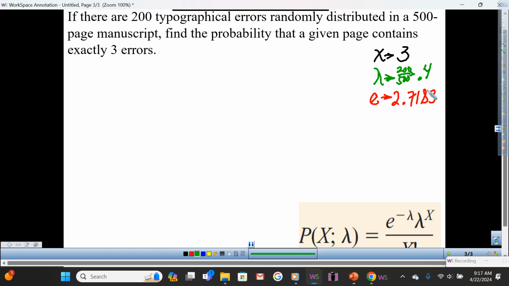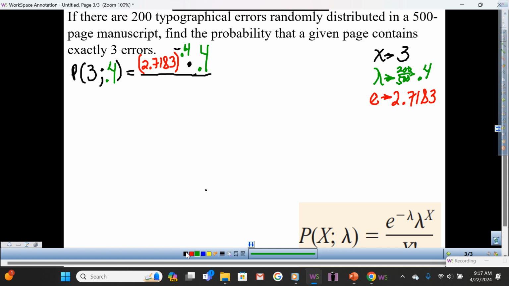All right. So now that we have our values, let's use our formula. So we got P of x semicolon lambda. So what is x? X is 3, semicolon, and lambda is 0.4. Next, what is E? Well, E is 2.7183. Put that in the parentheses. And it says to the negative lambda exponent. So what is lambda, we said? Negative, lambda was 0.4. Times, because notice that lambda follows after that, times lambda, it's right here, to the exponent of x. So this is 0.4 to the exponent of x, which is 3.